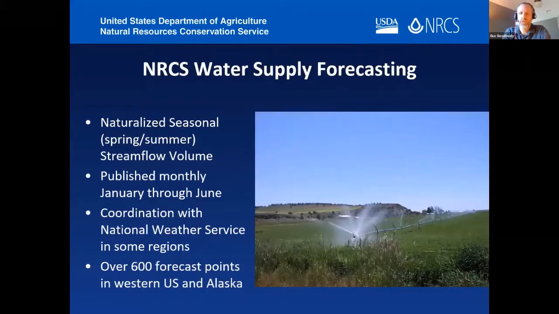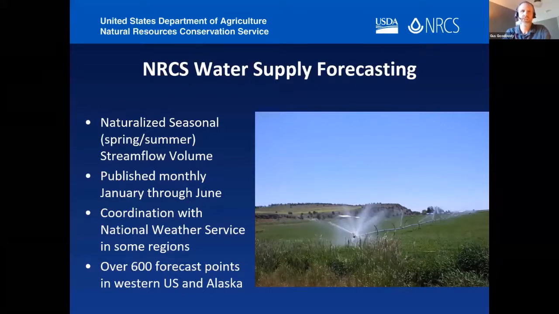Other things to know about our water supply forecasting program: our forecasts are largely for naturalized seasonal streamflow volume. And I bring that up because a lot of Western basins are regulated in the sense that there are either significant reservoirs or upstream diversions. In order to improve the skill in our models, we really want to remove those man-made effects as much as possible. So by and large, our forecasts are for naturalized volume because that's what correlates best with the natural snow accumulation that we measure and use to predict.